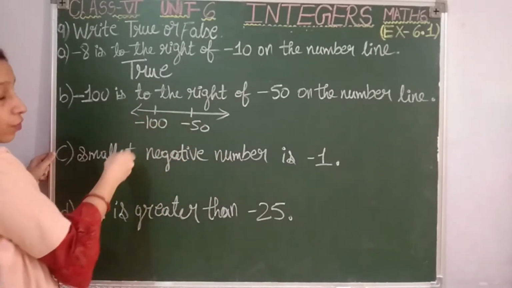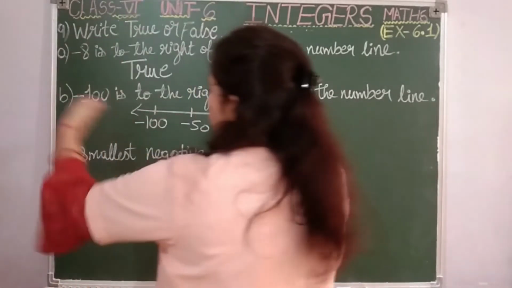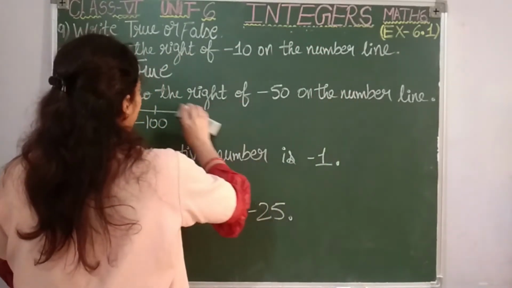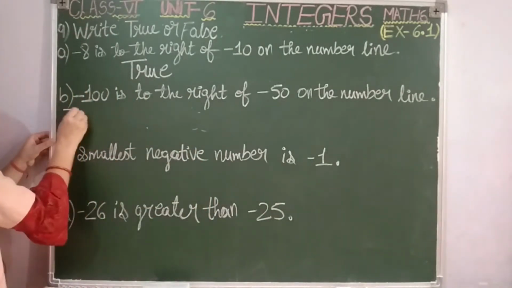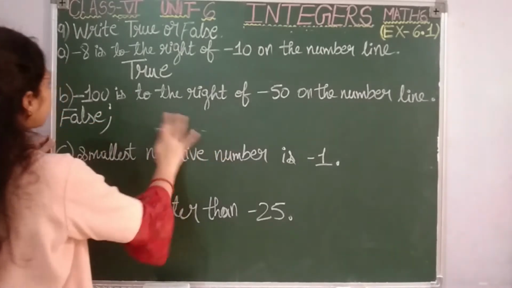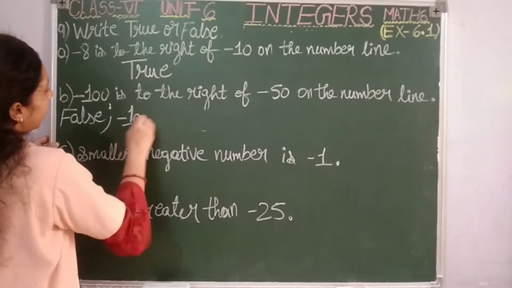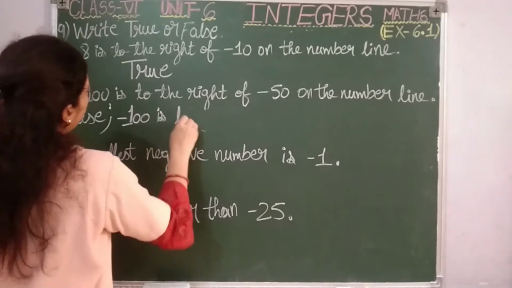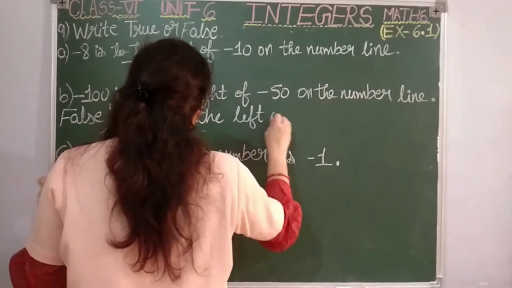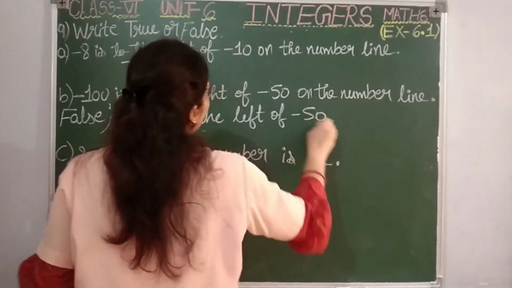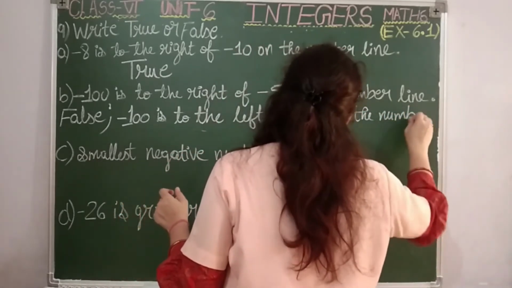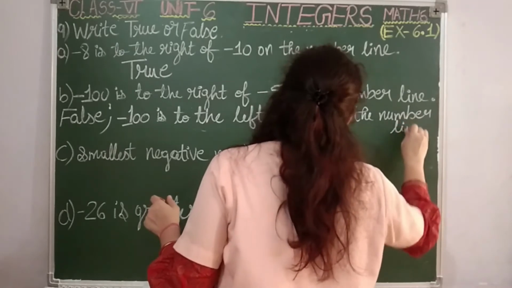Is minus 100 to the right of minus 50? No, you can see minus 100 is on the left side of minus 50, isn't it? That means the statement is false. Clear now, students? So here we will write false, and also we have to write the correct statement. So I'll write here, minus 100 is to the left of minus 50 and not on the right, okay, on the number line. Like this we have to write the correct statement.